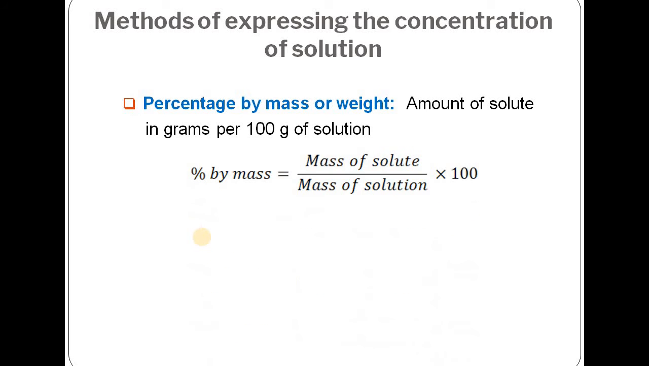Now the first one is percentage by mass or weight. How can we define this? This is the amount of solute in grams per 100 gram of solution. So percentage by mass can be taken equal to mass of solute by mass of solution into 100.